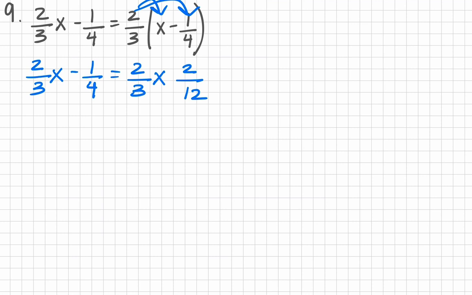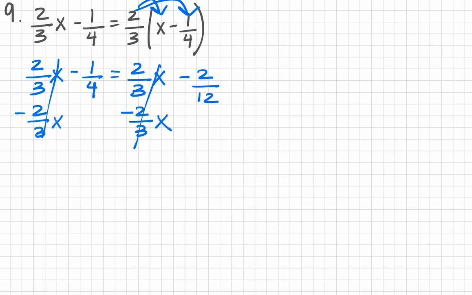Going to try to get the like terms. Let me put 2, and this is a negative, I believe. Negative 2 over 12. Okay, let's try to get the variables on one side. That cancels out, and you get negative 1 over 4 equals negative 2 over 12.